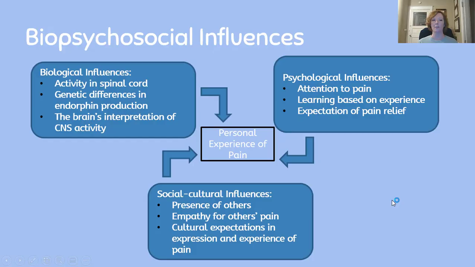There are a number of influences to how we experience pain. The first category of those influences is a biological influence. This would include any kind of activity in the spinal cord, genetic differences in how our endorphins work in our bodies, and the brain's interpretation of the CNS activity, the central nervous system.